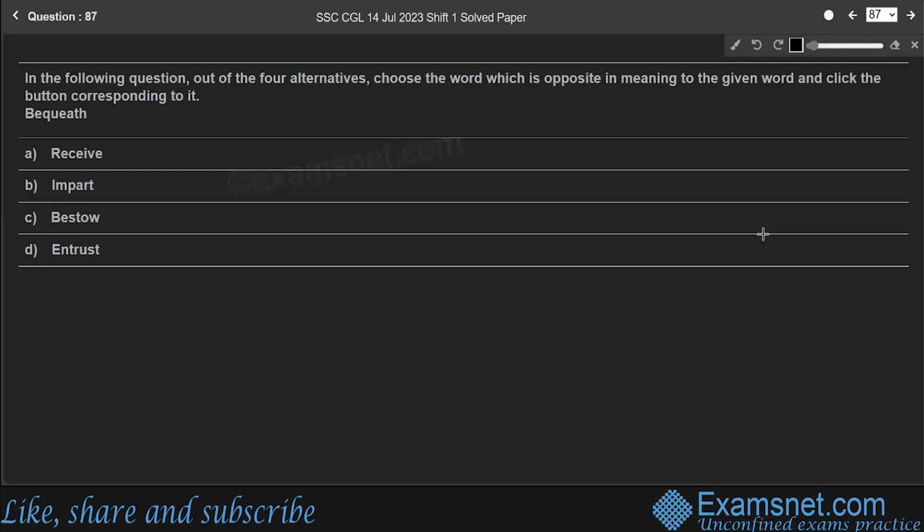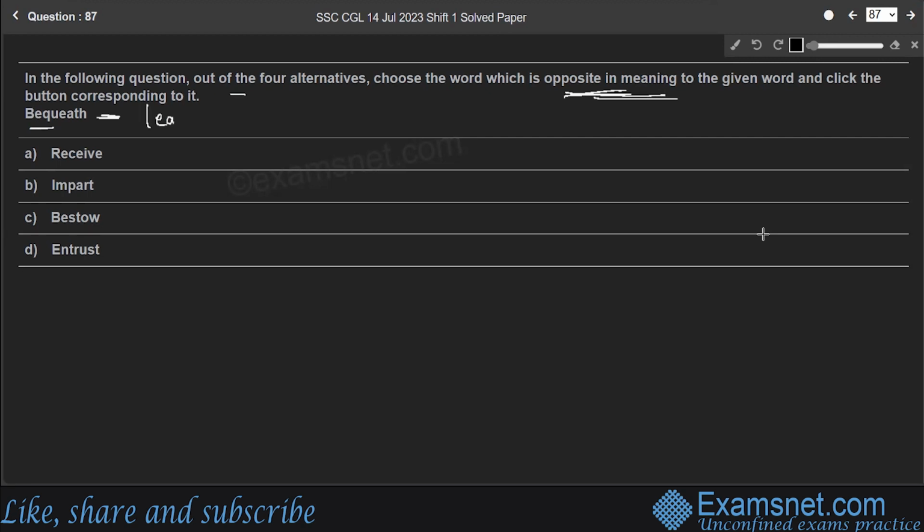Question 87. In the following question, out of the four alternatives, choose the word which is opposite in meaning to the given word and click the button corresponding to it. So we need to take the opposite meaning of the given word, which is the antonym of the given word, right? Here the given word is bequeath. So bequeath means leave to a person or other beneficiary by a will, right?